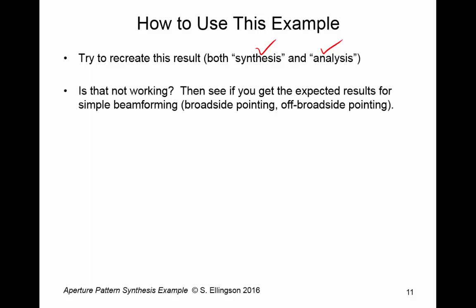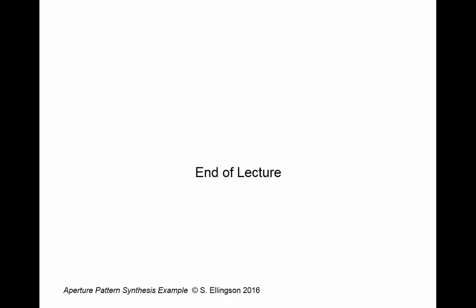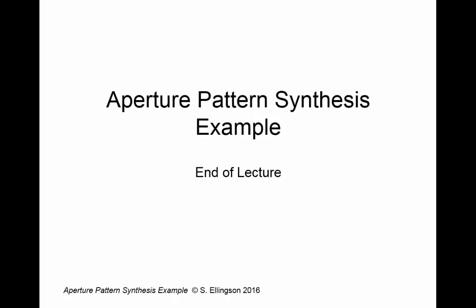If it turns out that you can't recreate my result, then what I would suggest you do is see if you get the expected results for simple beam forming. And I just explained how you do that. Broadside pointing, off broadside pointing. For those simpler cases, the integration is much simpler, so you should be able to see what's going on that way, or at least it'll give you some troubleshooting tools that you can use to figure out what went wrong. This concludes this lecture, in which I provide an example of aperture pattern synthesis.